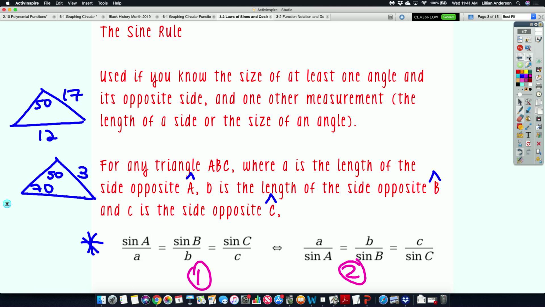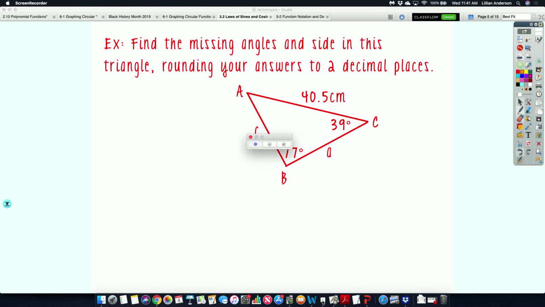Okay, try this one on your own. What did you find first? Side C. Okay. Angle A. I probably found angle A first, but it's okay. Either way, we need both of them at the end of the day to answer the question. Angle A, what was it? 64. Good stuff. 180 minus 77 minus 39, 64.